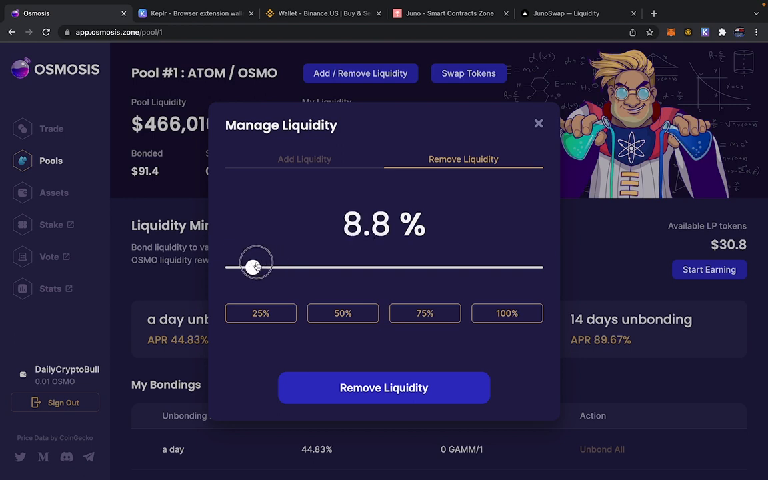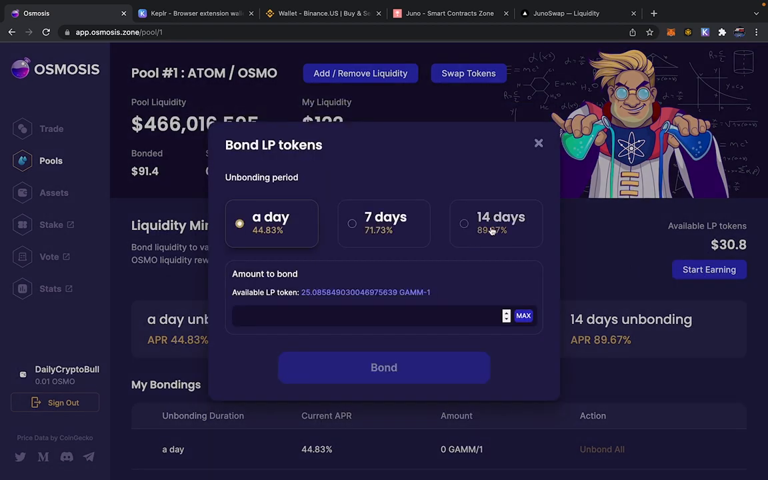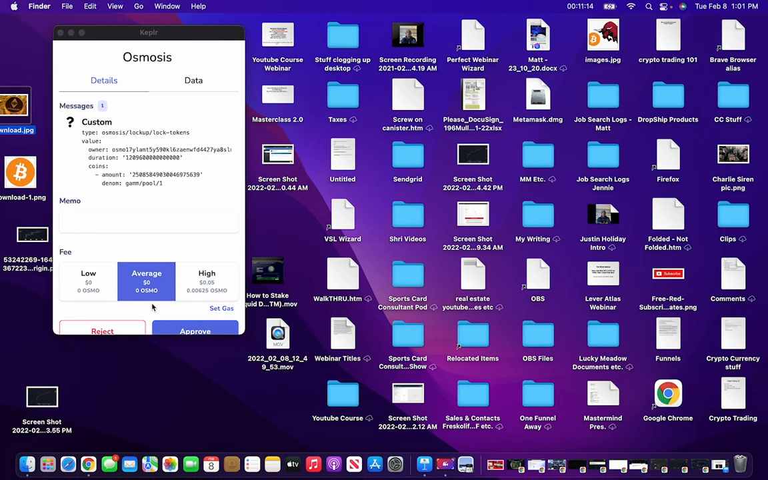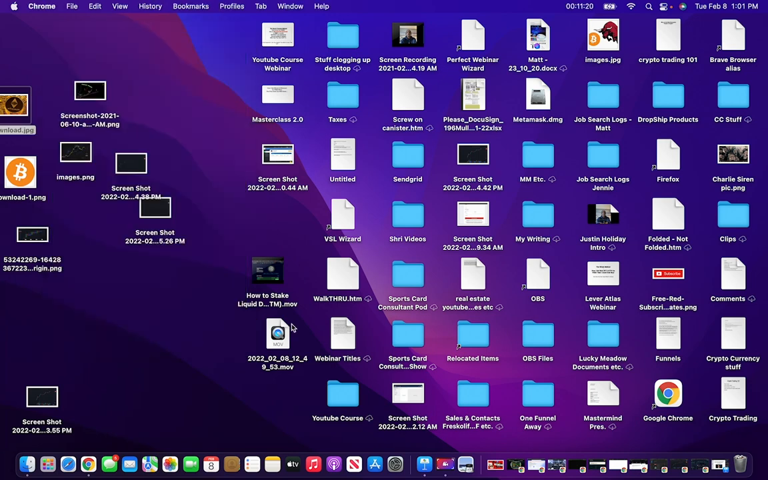I want to remove that LP token. I've actually never done this before. You know what? I'm just going to put this in here. I'm going to transfer over another. I'm just going to bond it. We're just going to send it in, and I'm just going to send over from the Cosmos wallet to the Osmosis wallet, and we'll stake in that Juno pool. We'll do that.